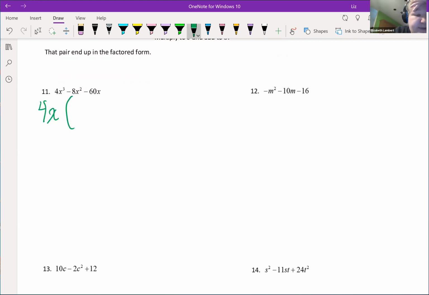And then we're going to write down the leftovers. It's now x squared. And then 4 times negative 2 would give us negative 8, and then an x. And then 4 goes into negative 60 15 times, and we need it to be negative, and the x is up front.